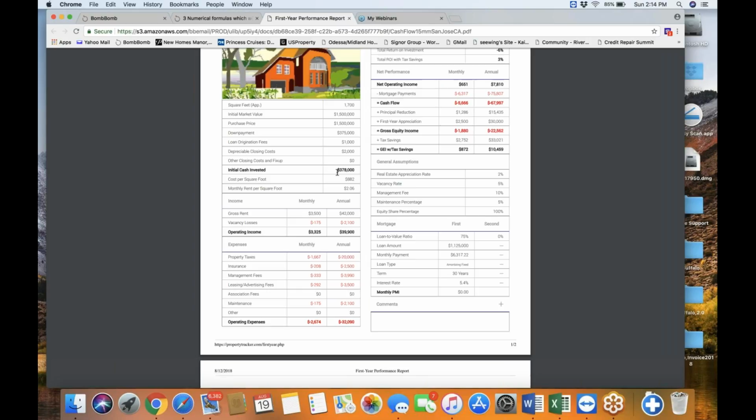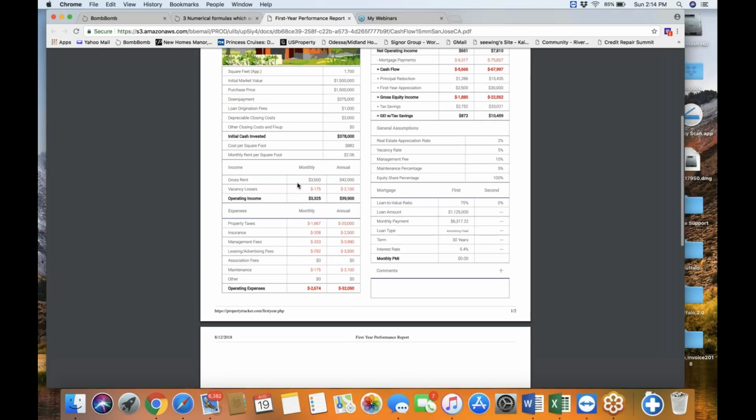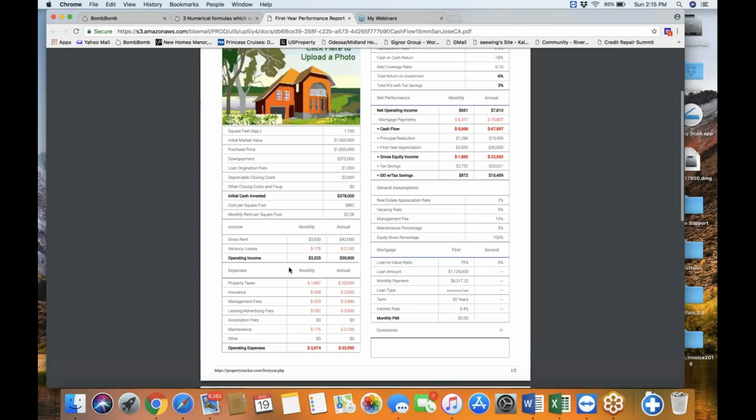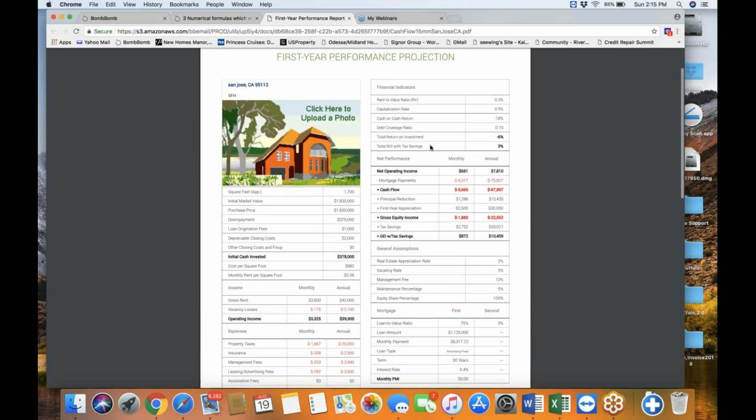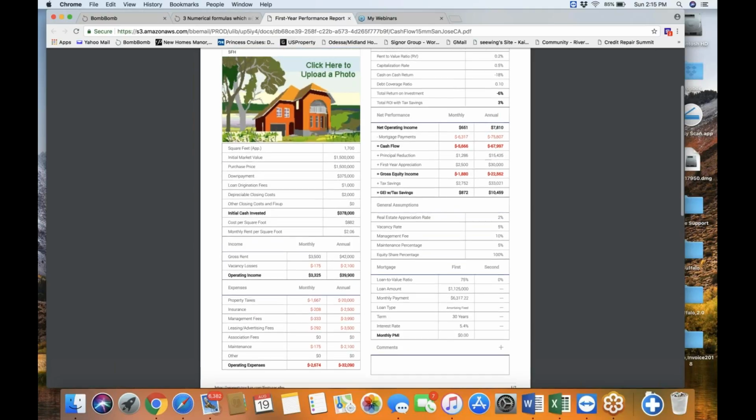So a whopping almost $400,000 down payment, but the maximum rent is a mere $3,500 per month, right? So minus all your expenses, taxes, insurance, property management fee, and then of course your mortgage payment per month, your monthly net cash flow is almost minus $6,000.